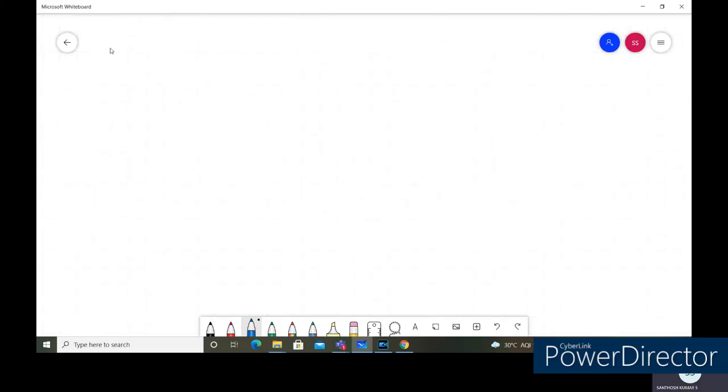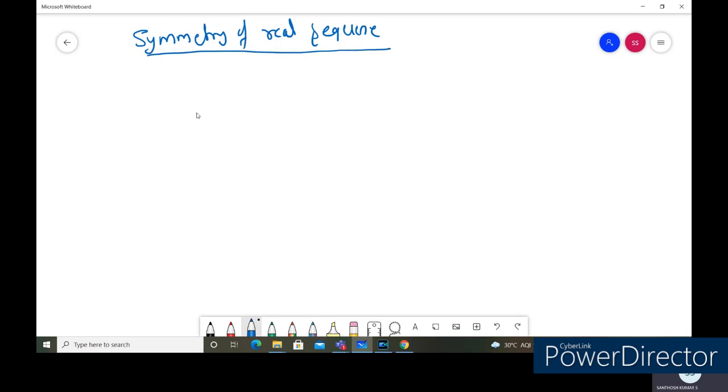Now let us look into the next very important property, which is called the symmetry of the real sequence. So let us consider the symmetry property. This is one of the properties we can use to find the missing DFT pairs.